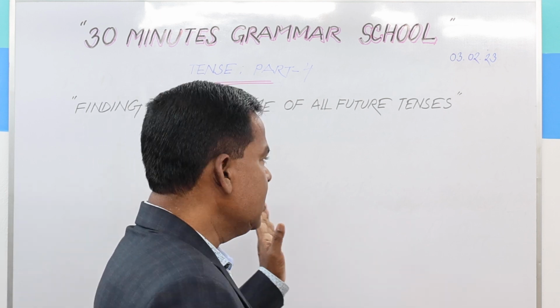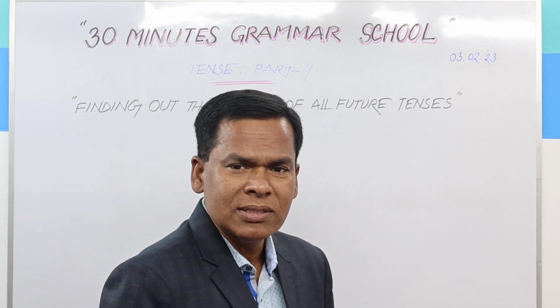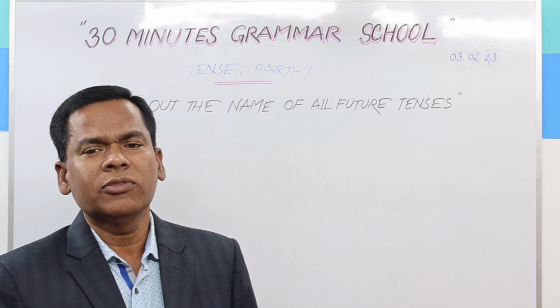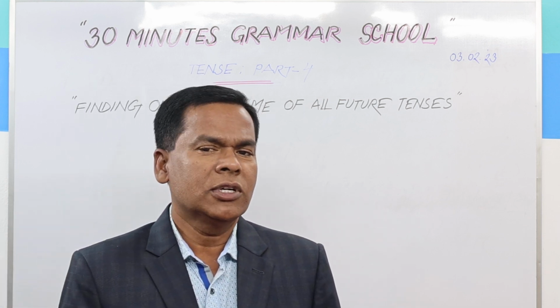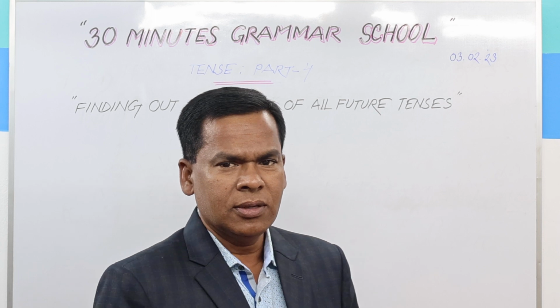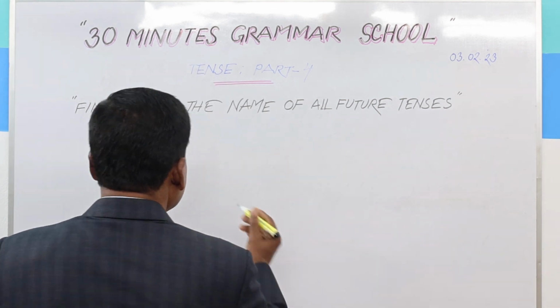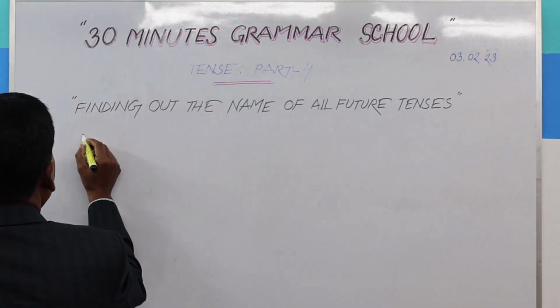I am writing here some Bangla sentences, and then we'll try to find out what kind of future tense they are. Okay, boys and girls? Now I am writing here. Number 1.